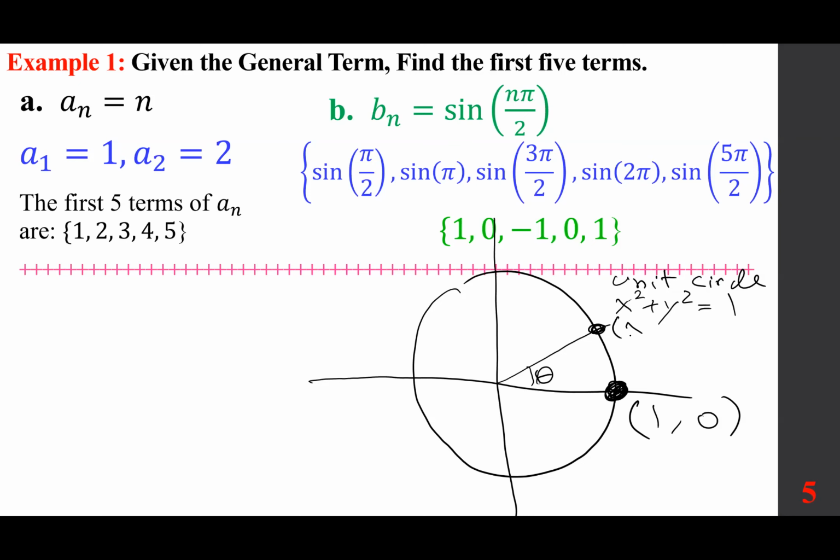This has coordinates x, comma y, where x is cosine theta and y is sine theta. I hope everybody remembers that. Therefore, cosine of 0 is 1 because the angle is 0. Sine of 0 is 0.